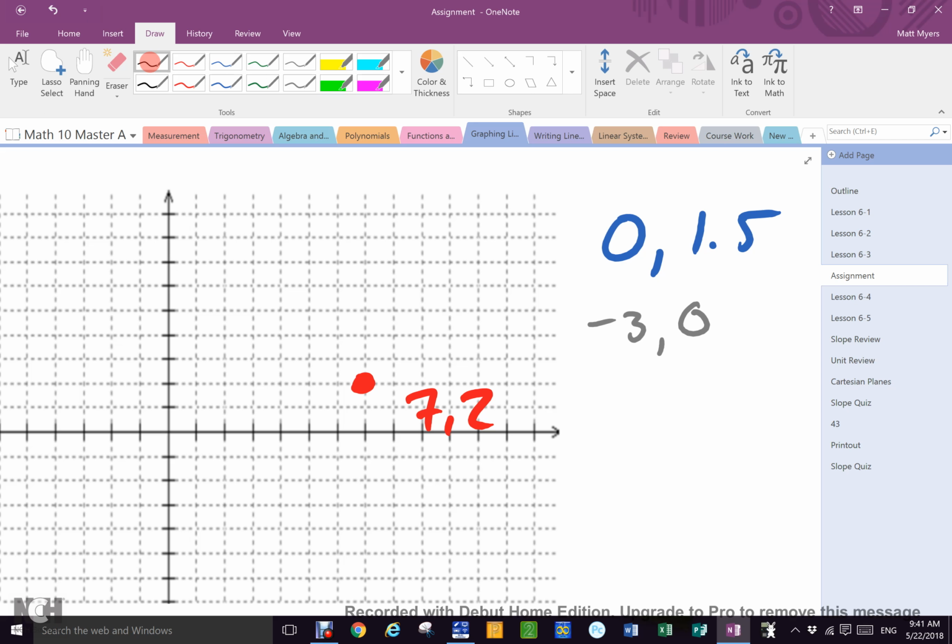7. Minus 10. What can I put right there? 2. Plus 15 equals 0. What's 5 times 7? 35. Minus 10 times 2, 20. 35 minus 20 plus 15. Is that 0? No. So is that dot on that line? No.